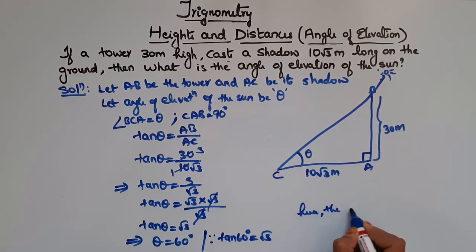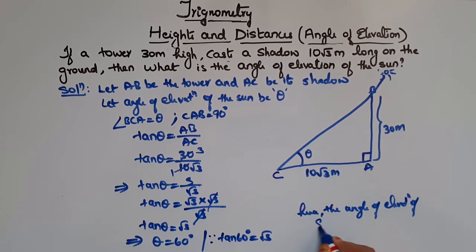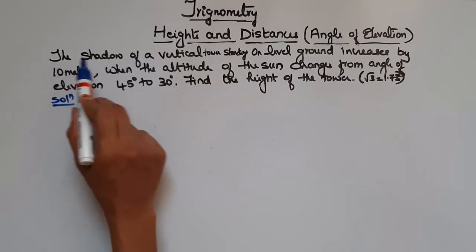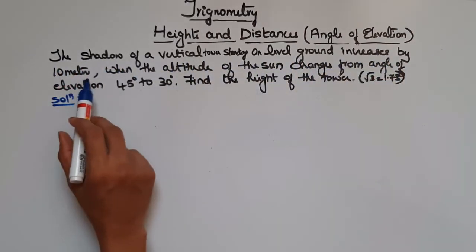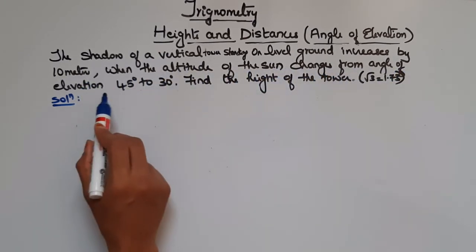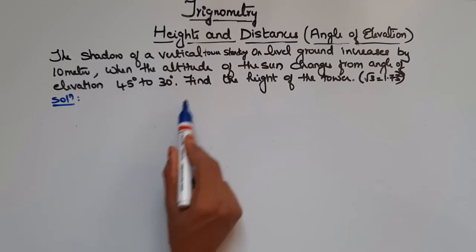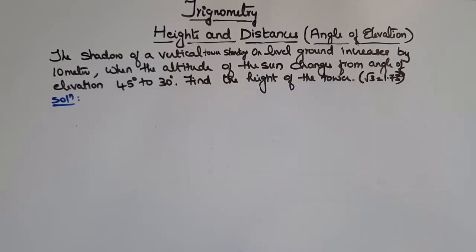Hence the angle of elevation of the sun is 60 degrees, right? Now let's see one more type of problem. The shadow of a vertical tower standing on level ground increases by 10 meters when the altitude of the sun changes from angle of elevation 45 degrees to 30 degrees. Find the height of the tower, where root 3 is equal to 1.73.